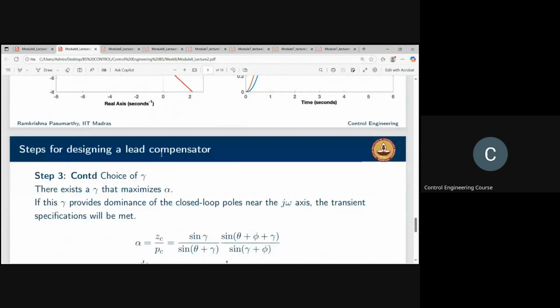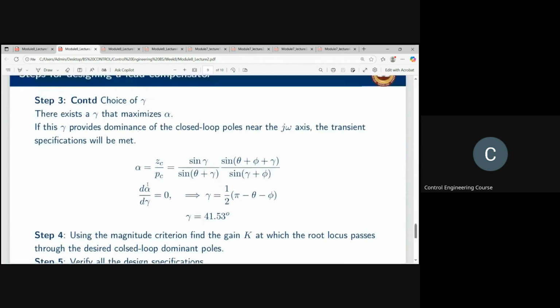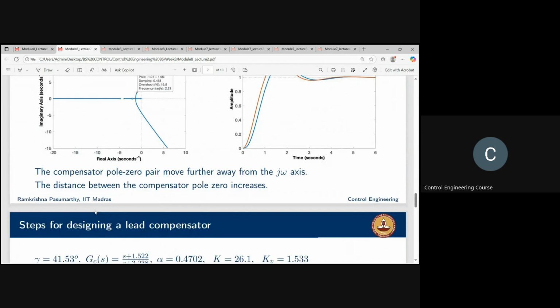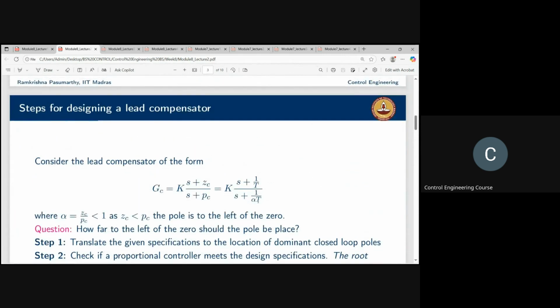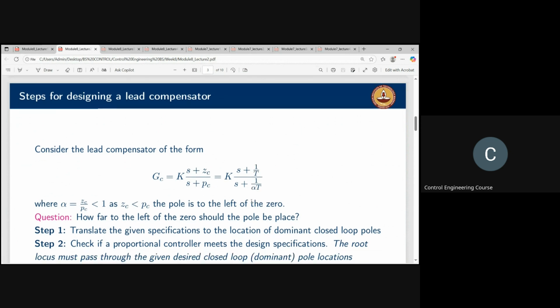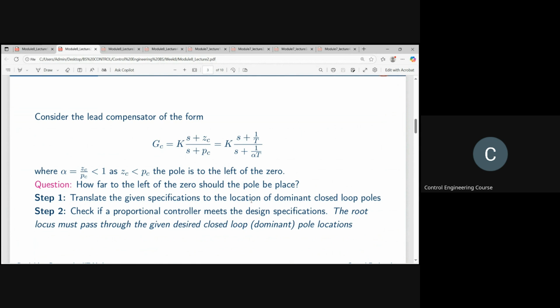So now here, what you are ensuring is that you choose your gamma such that it maximizes alpha, because alpha should be as high as possible, because when alpha is really high, ZC by PC will be, sorry, I think 1 by alpha. I think there is a typo here or something. I think alpha should be minimized, if I'm right.